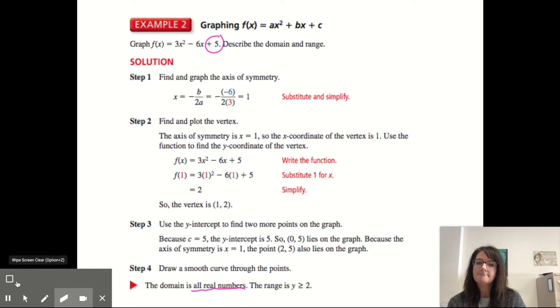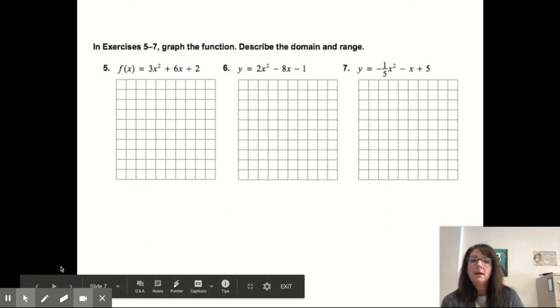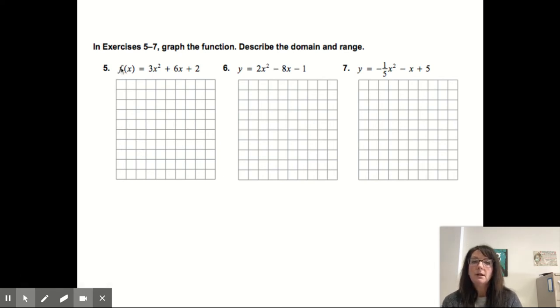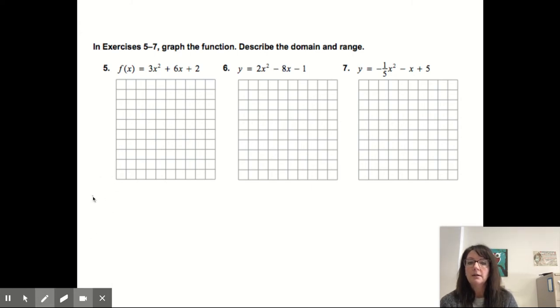So I don't know why they're not showing the graph on this example, but I'm not going to worry about it, because we're going to be graphing them. Okay, so we need to do just what we did, right? We need to start by doing this.